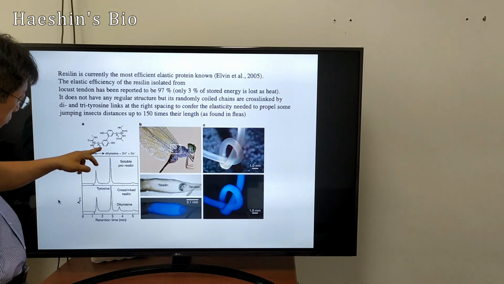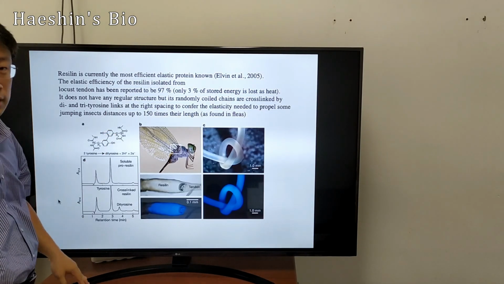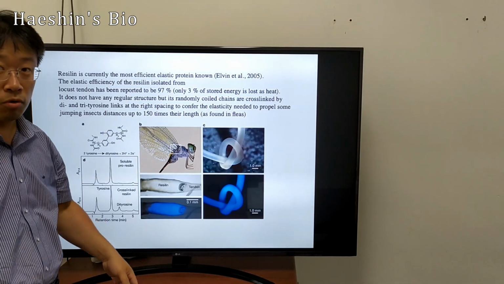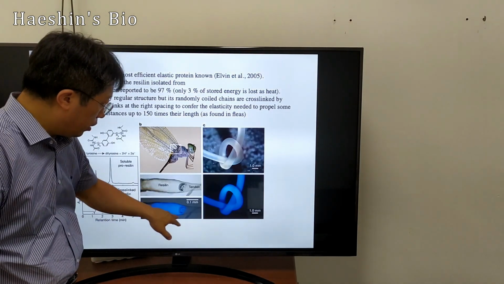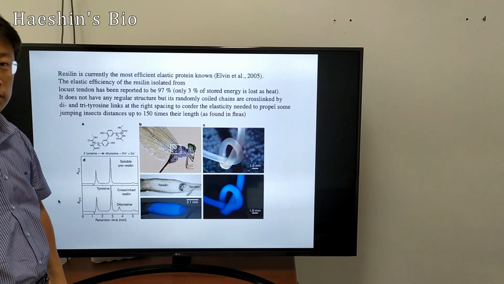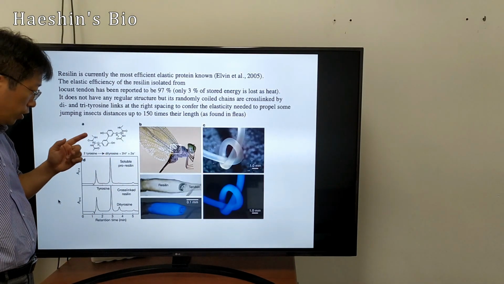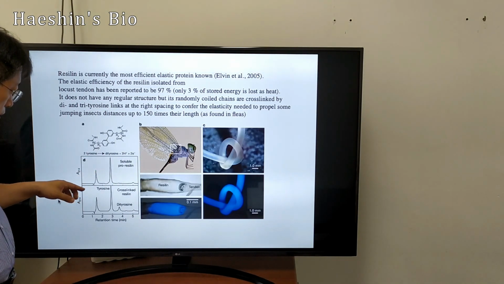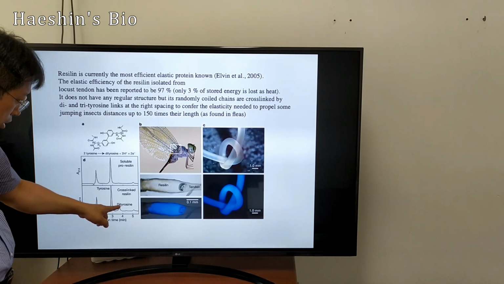And then these two phenol rings are actually a fluorescence probe. So you can have a fluorescence signal in this resilin area. You can see the blue fluorescent signal when you activate it with UV light. So you can see very clearly that the proresilin, and there's a tyrosine crossing, forms resilin and dityrosine here.